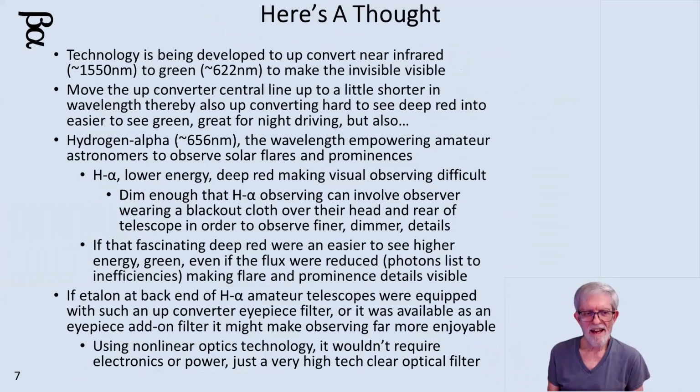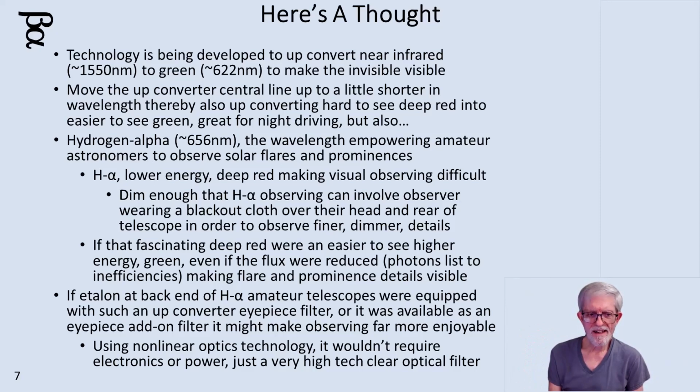Here's the thought. If they can take infrared and make it green, and it's at specific wavelengths like 1550 nanometers up to 622, they're up converting to that level. If they shift it just a little bit from 1550 up to 656, 656 is hydrogen alpha. Hydrogen alpha is what all those amateur telescope owners want to look at the sun, because the prominences, the plasmas coming off the sun, produce a lot of the alpha band hydrogen emissions. So they like to look at them at 656 nanometers or thereabouts.